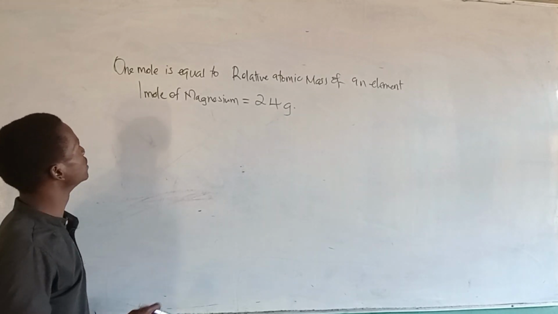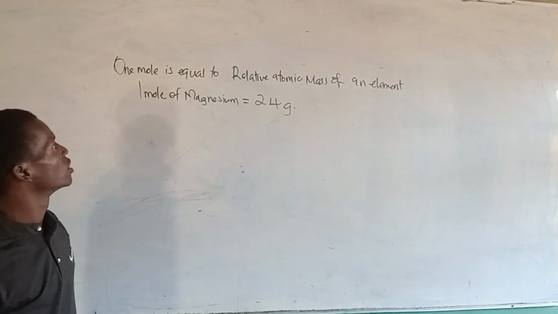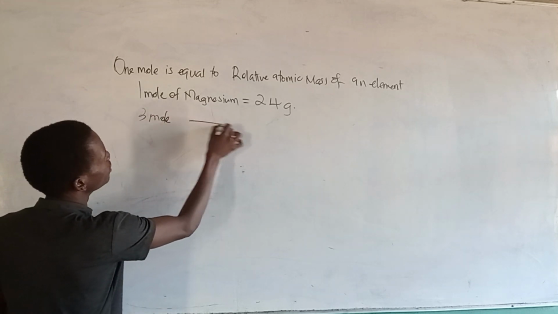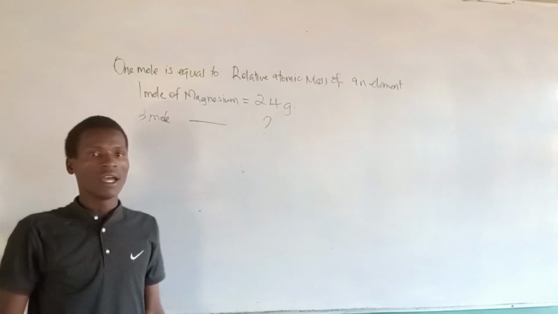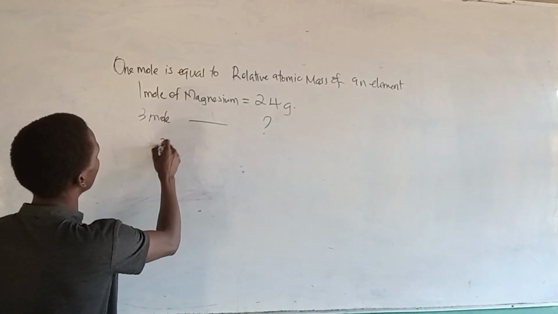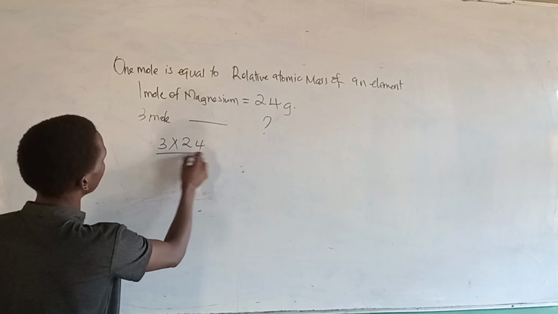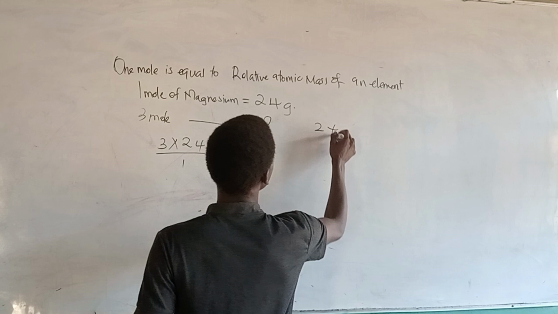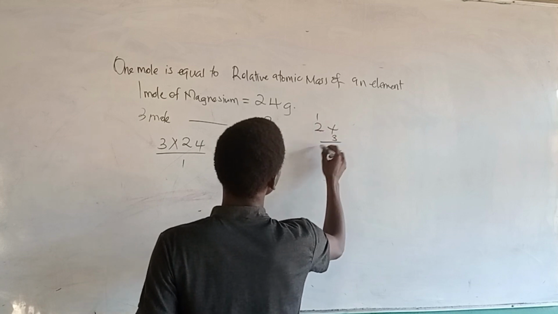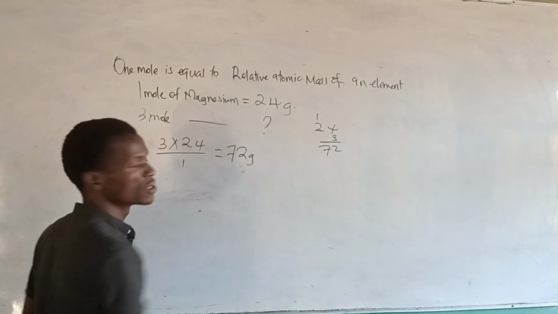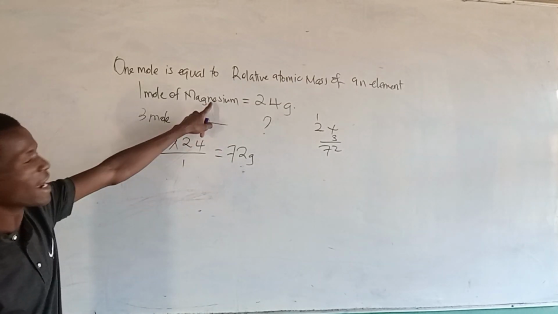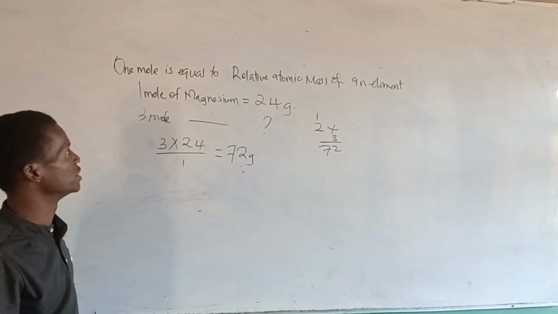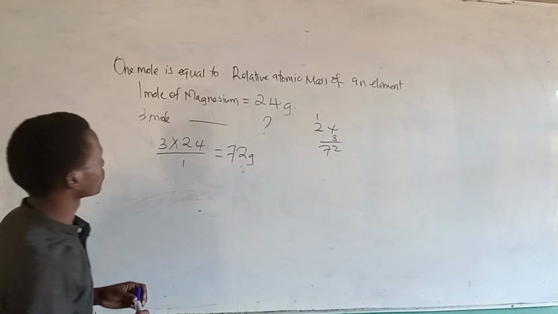For example, if I want 3 moles of magnesium, I'm going to write here 3 moles will be equivalent to how many grams? As you can see, this will be 3 times 24 divided by 1. When you multiply 24 times 3, you get 72 grams. So 72 grams of magnesium is equivalent to 3 moles of magnesium.